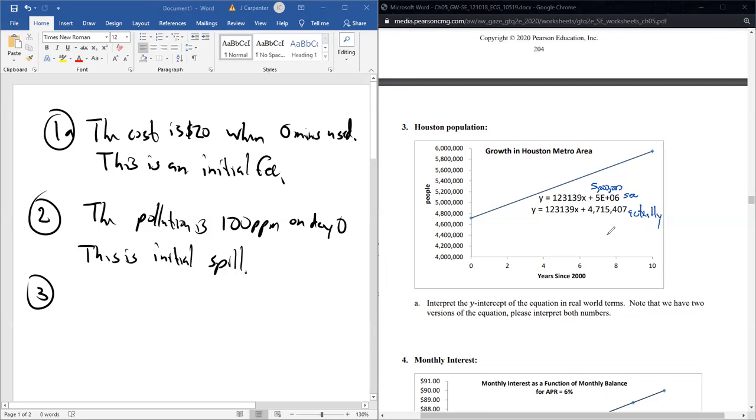But don't really worry about that because we're generally not going to be dealing with these big giant numbers in our homework problems. So interpret, and they say please interpret both. I'm not going to interpret the top one because it's honestly pointless. It's just you're using a rounded number of 5 million instead of the actual number of 4.7 blah blah blah million.